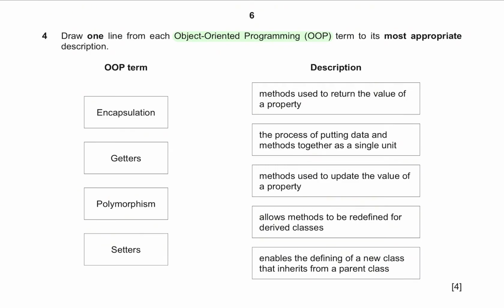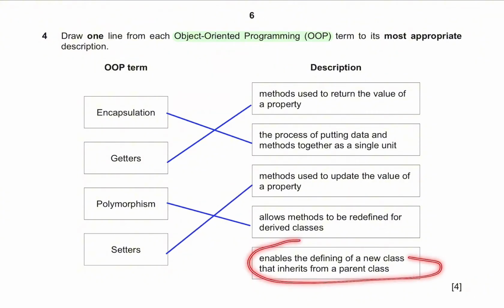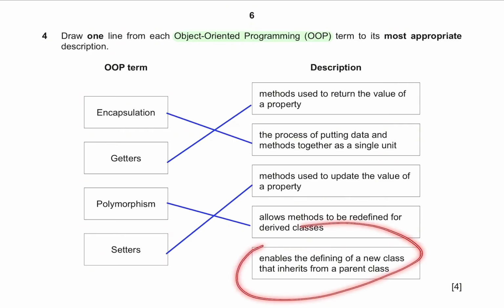Encapsulation is basically the process of putting data and methods together as a single unit. Getters are methods which are used to return the value of a property. Polymorphism allows methods to be redefined in derived classes, and setters are the methods used to update the value of a property. One will be left, which means nothing, enables the defining of a new class that inherits from a parent class. The answer for this will be inheritance, but it's not given here, so it's not in the answer.